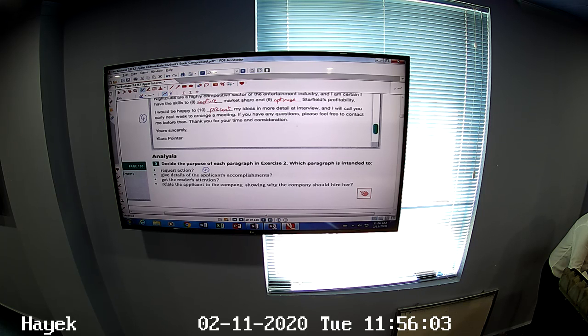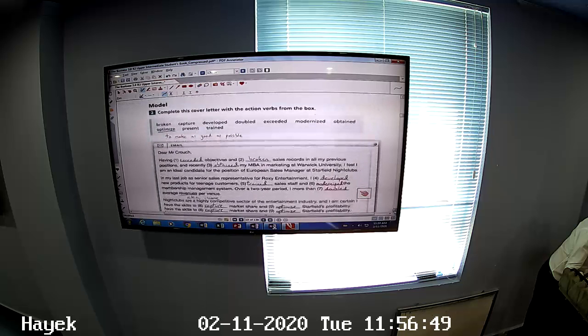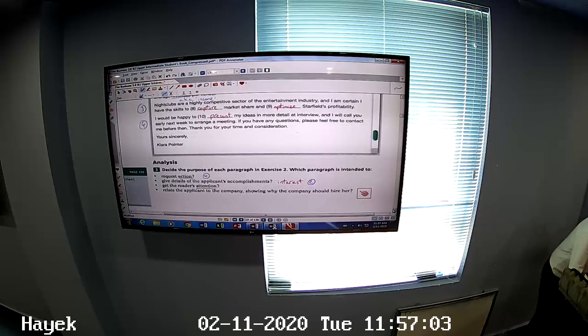Now, the AIDA model: attention, interest, desire, action. Well, here's the attention one. Here's the action one. What about give details of the applicant's accomplishments? Is that interest or desire, do you think? I agree. To make the company interested in Chiara, she gives details of her accomplishments, achievements. The second is about interest, and yet it's paragraph number 2. Get the reader's attention: paragraph number 1.